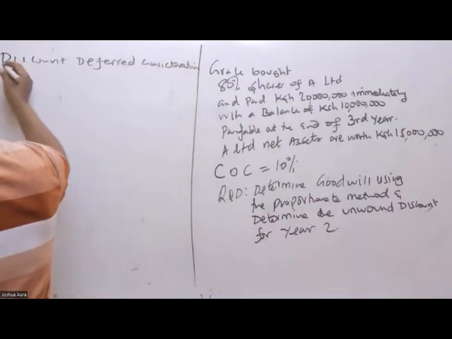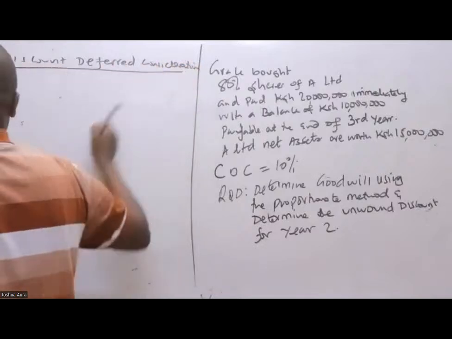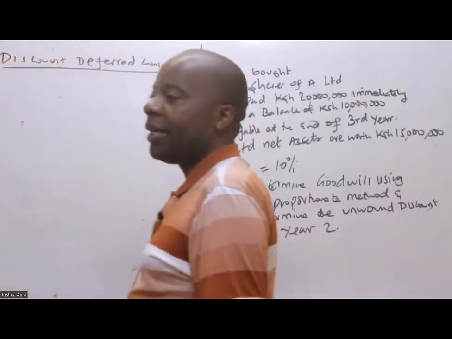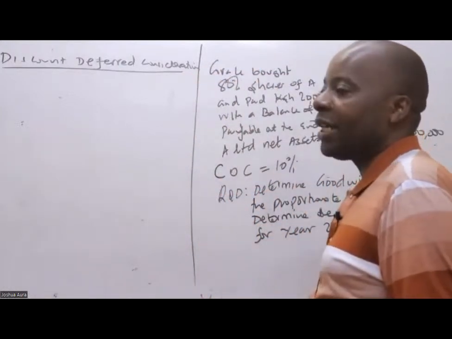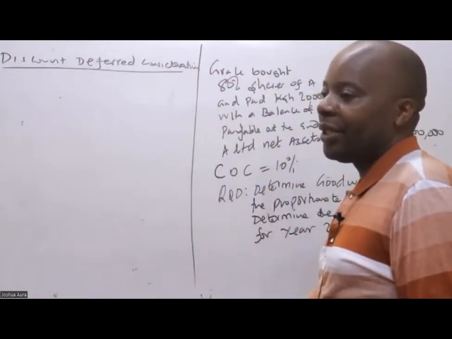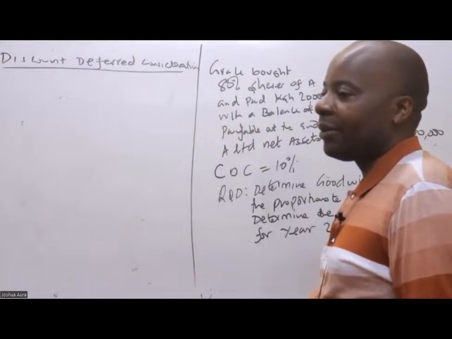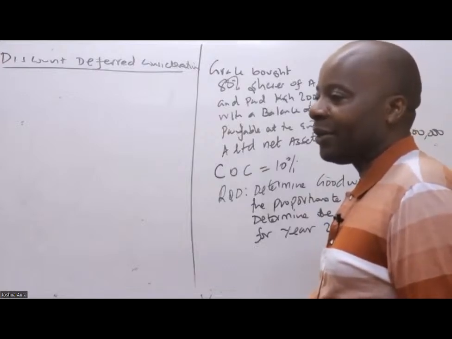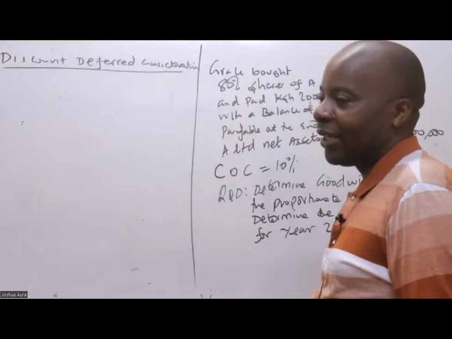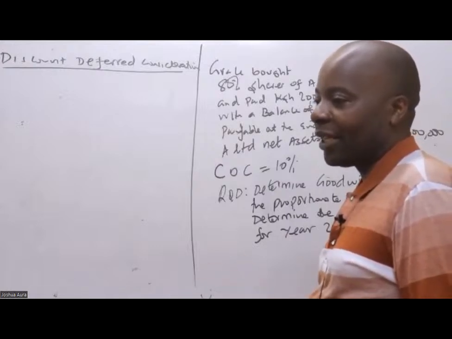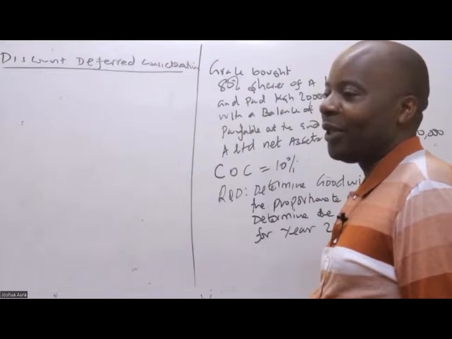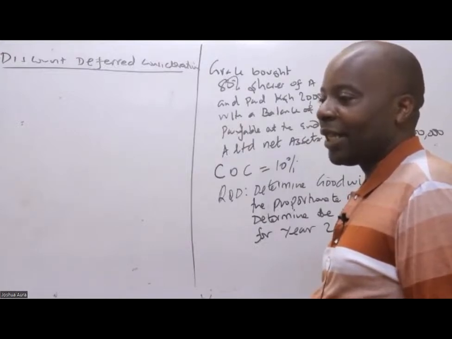Now when I'm discounting this deferred consideration, the first thing I need to ask myself is: is this 10 million payable at the end of the third year an annuity? You understand the meaning of annuity? You guys are doing advanced financial management. Is it something like Grace will be paying every year? No. It's a lump sum amount.